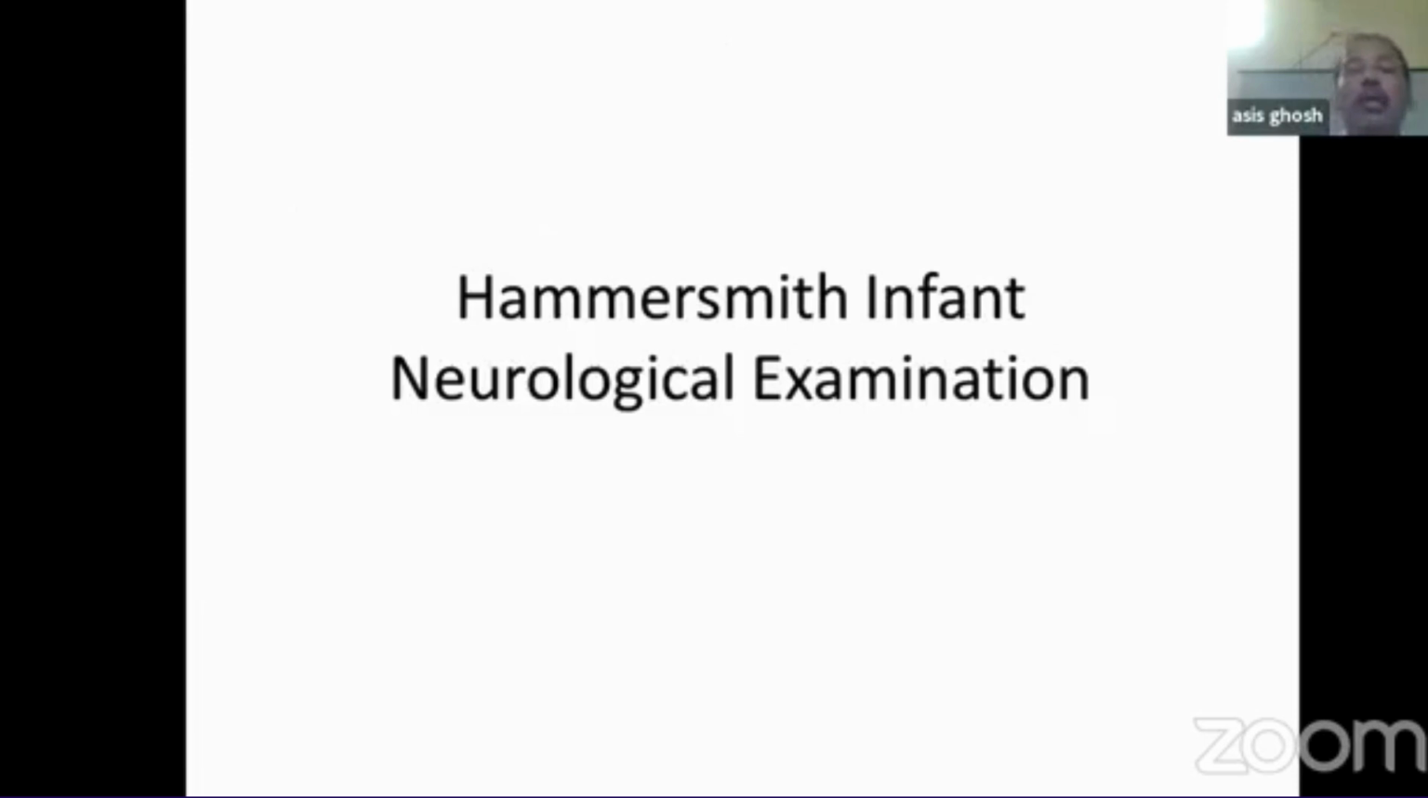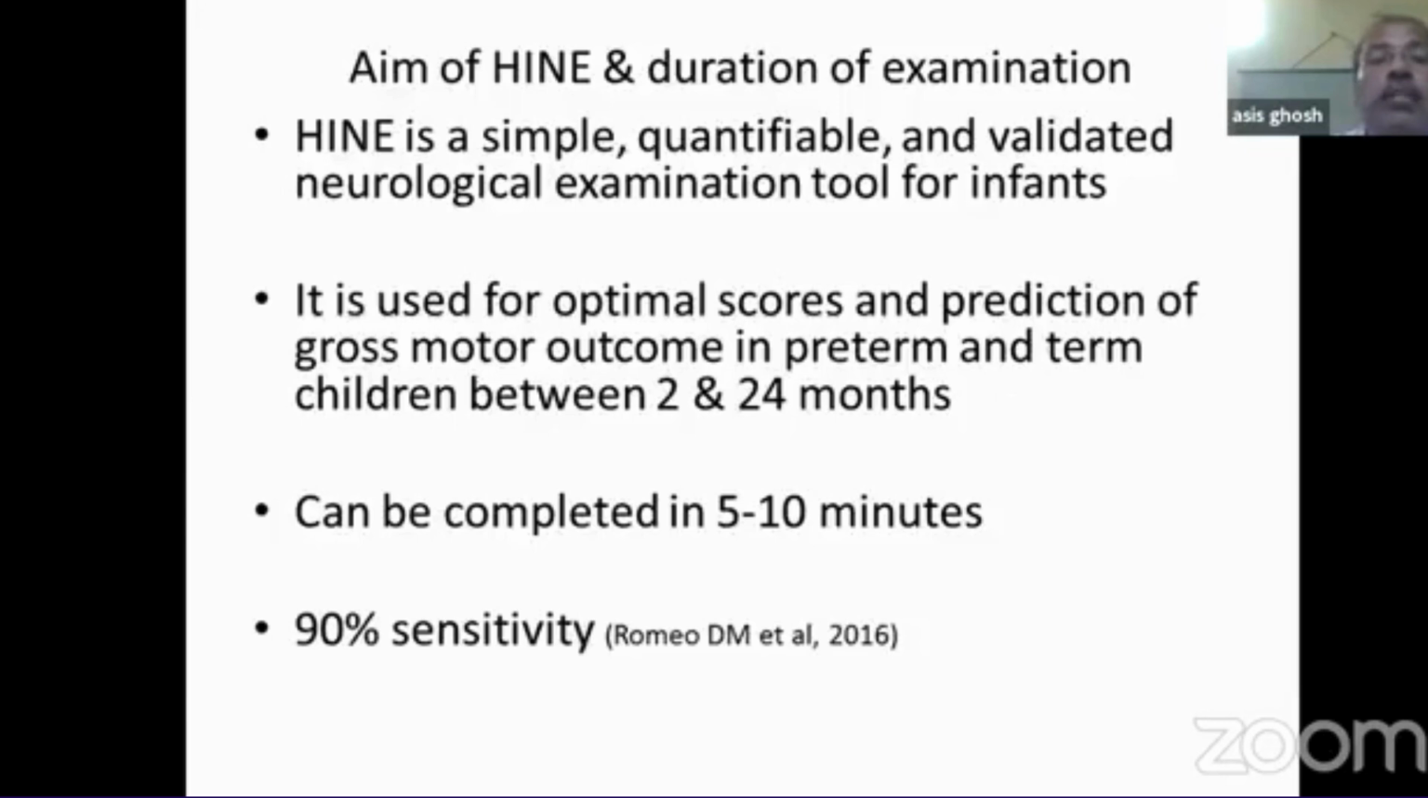Now I have come to another very regularly, commonly used scale, which is known as the Hammersmith Infant Neurological Examination. The objective of HINE is that it's a very simple, quantifiable, validated neurological examination tool for infants. It is used for optimal scores and prediction of gross motor outcome in preterm and term children between 2 and 24 months. It can be completed in 5 to 10 minutes, so it will not take that much time in your busy OPD. And it has got 90% sensitivity.